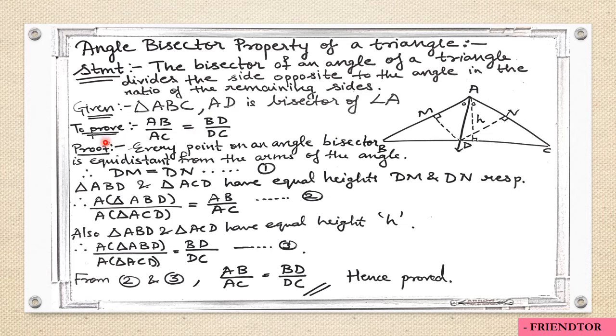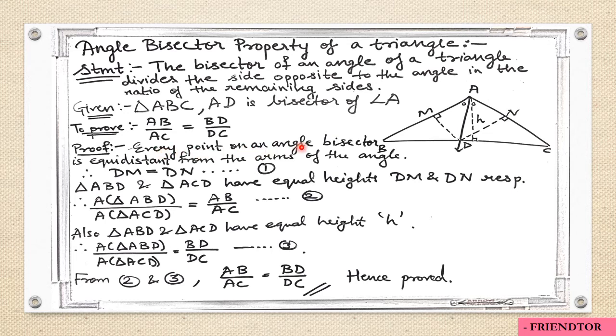Okay, I forgot to write the construction part. That also they have mentioned in the For More Information part. The construction is draw DM perpendicular to AB and draw DN perpendicular to AC. And one more construction I have shown over here is from the vertex A I have drawn a perpendicular towards BC showing height h. Okay, so let's see what is the use of it.